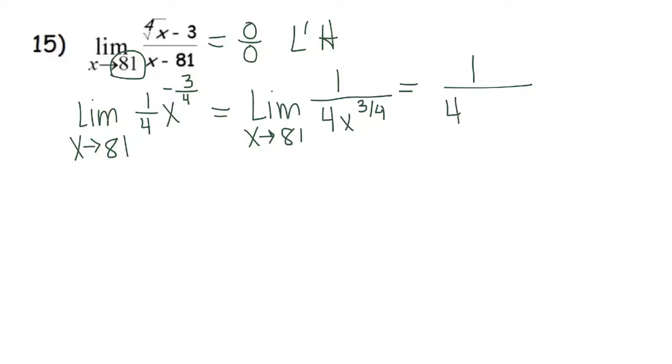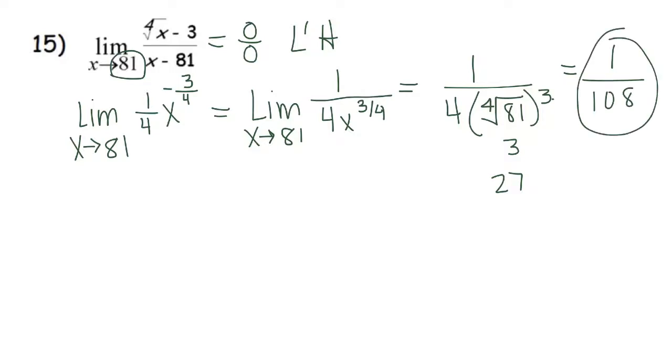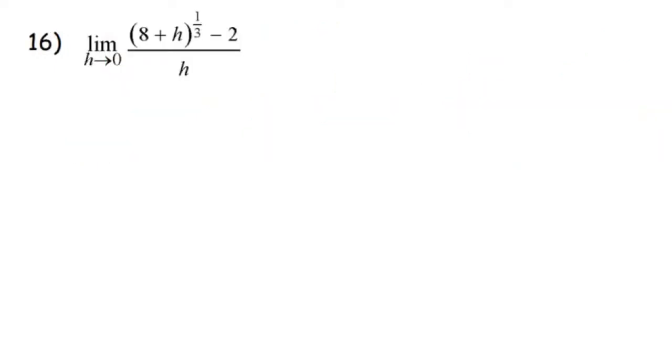We have 4 times the 4th root of 81, all to the 3rd power. So that's going to be 1 over, the 4th root of 81 is 3, 3 to the 3rd is 27, 4 times 27. I think it's going to be 108, but y'all double check my math there. Okay. And again, L'Hopital, great way to work out that one.